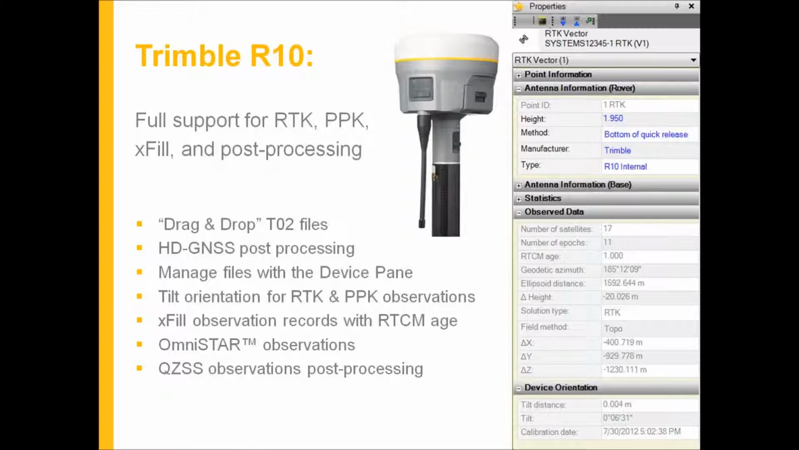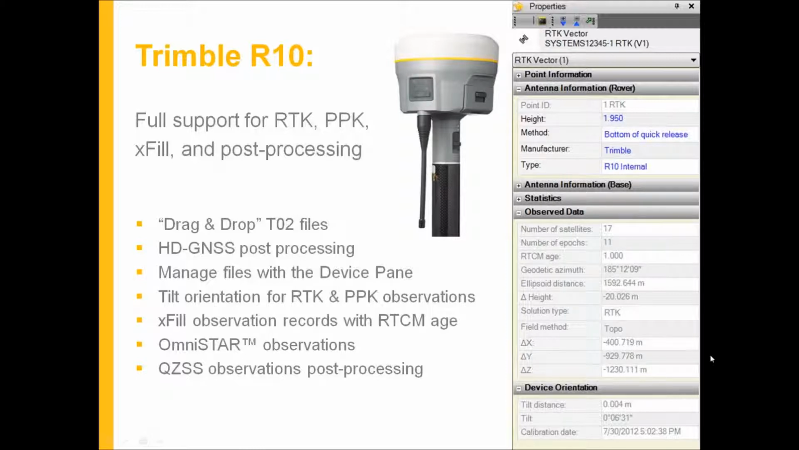Also handles the HD GNSS post-processing. As Steve talked earlier, no more float and fix type solution, just precision-based. It's full support of that. You can manage the files in the R10 in terms of deleting them, things like that, through the device pane. And then you will also see in the properties pane to the right of the screen there, it also stores the tilt orientation and information, the xFill observation records with the RTCM, and it also has full support of the OmniSTAR differential GPS additional data, as well as the QZSS observations for post-processing.